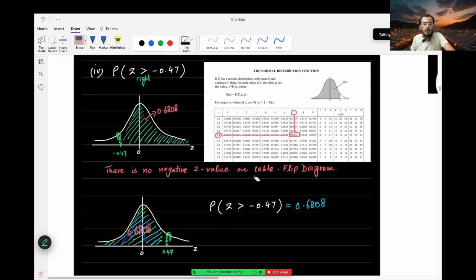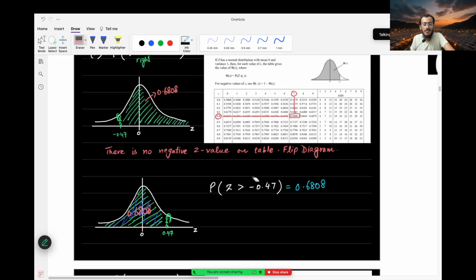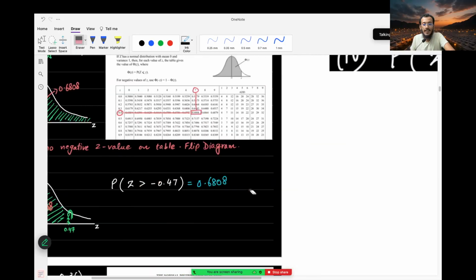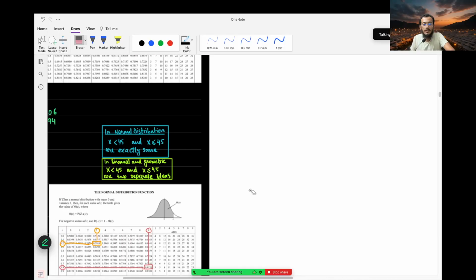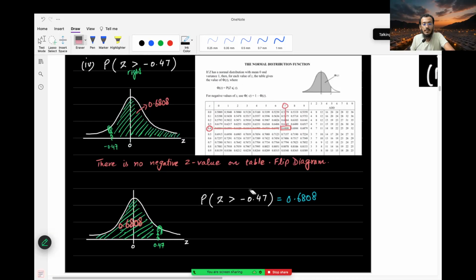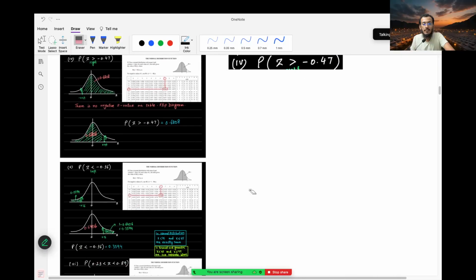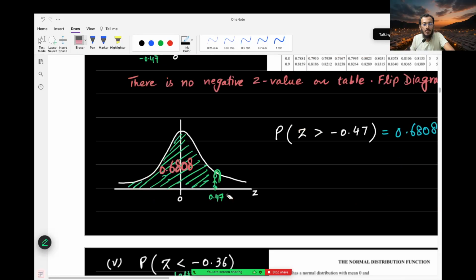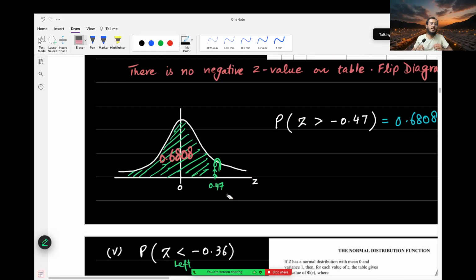I have understood the concept. Okay, you have understood the concept. That's great. Then can you try and find out z is less than negative 0.36?